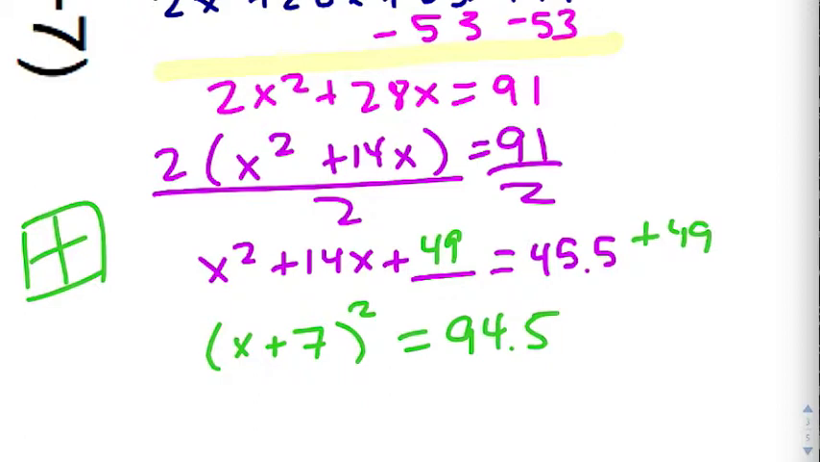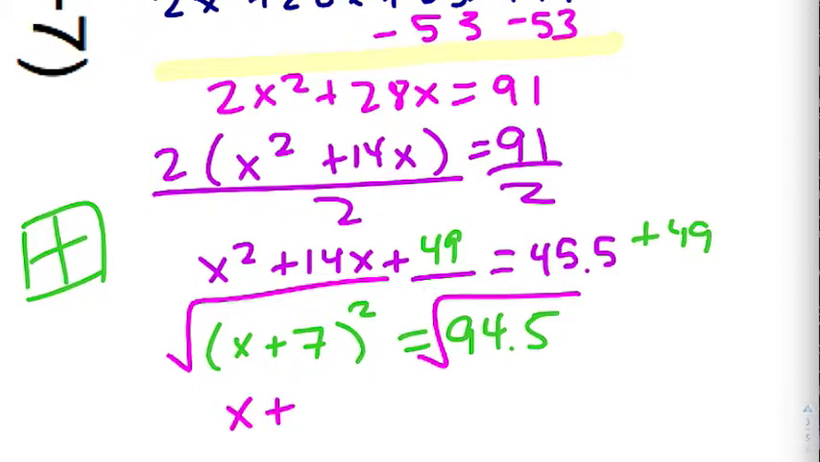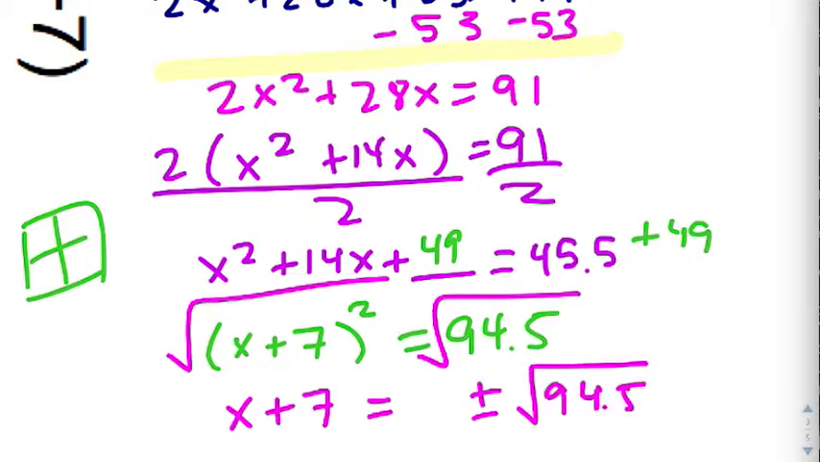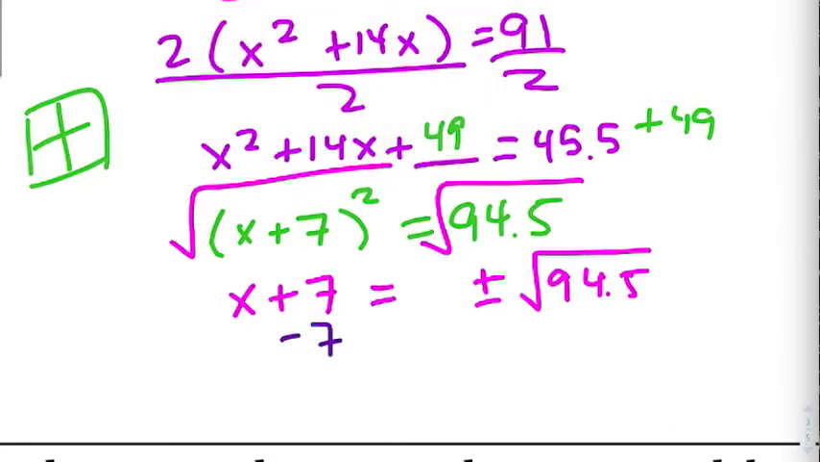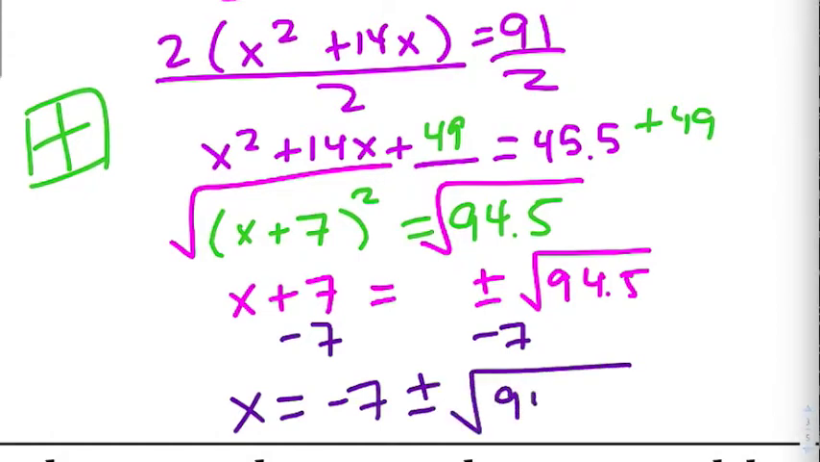Okay. And so now we go about solving this in the algebraic way we know how. So square root first. So we have x plus 7 is equal to plus or minus the square root of 94.5. Okay. One last step and we're home free. We'll subtract 7 on both sides. So x would be equal to -7 plus or minus the square root of 94.5.